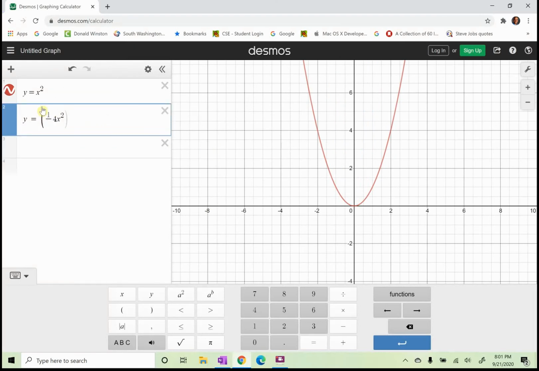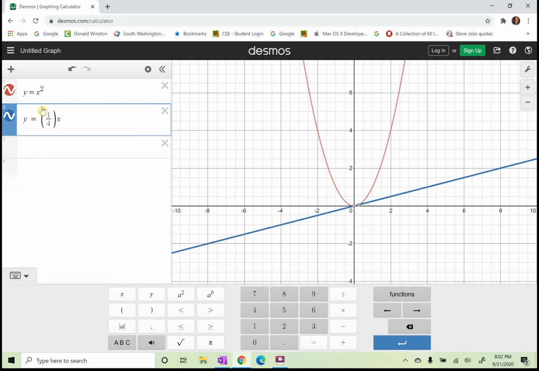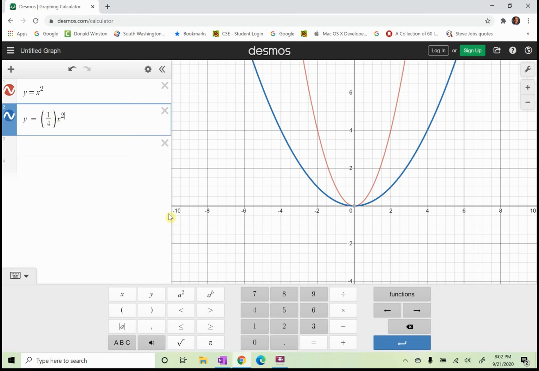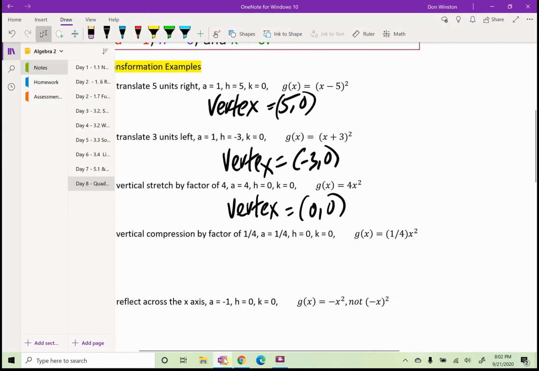So in parentheses, 1 divided by 4, and then parentheses, and then I want x, and then raise that to the 2. It looks like we took that red graph and we pressed down on it. So we call that a vertical compression by a factor of a fourth. Again, the vertex is still 0, 0. So my vertex is still 0, 0.